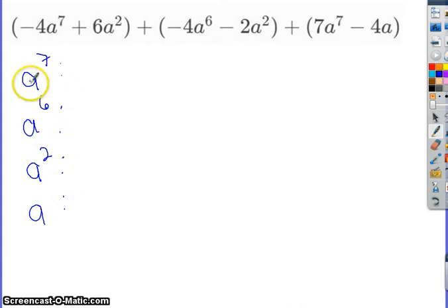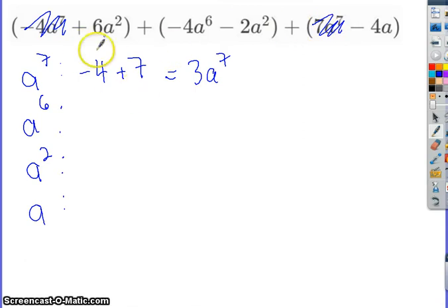And now I'm going to add all the a to the 7ths together. So the first one is negative 4a to the 7th, and plus 7a to the 7th. So that keeps track of my a to the 7th. Negative 4 plus 7 is 3a to the 7th altogether. I took care of that one too. Do scribble these out as you go so that you don't get confused. And then negative 4a to the 6th, and that's all of them.